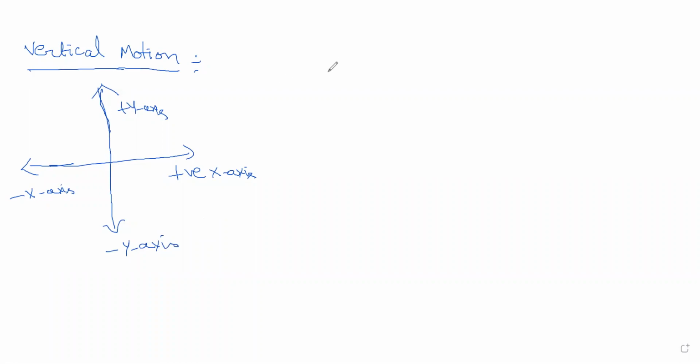Upward movement. When you consider upward movement, that is positive. Downward movement, negative. These two you have to remember. For vertical motion, these two you have to remember.